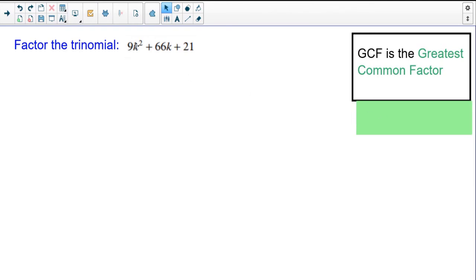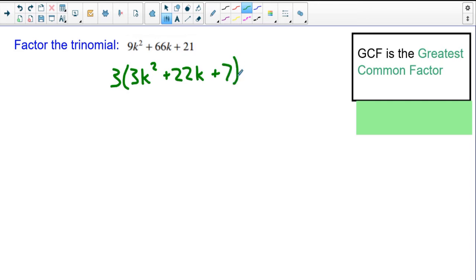3, I can divide 3 out of 9, I can divide 3 out of 66, and I can also divide 3 out of 21, and that's going to be the biggest number that I can take out of all three of these. Right, so 9 divided by 3 is 3k squared. 66 divided by 3, that's going to give me 22k. And then 21 divided by 3 is 7. All right, and now that I've done that, I can start the problem just like I did on the last one. So the first step after the GCF is to multiply these outside numbers, the 3 and the 7. We're going to multiply those together.